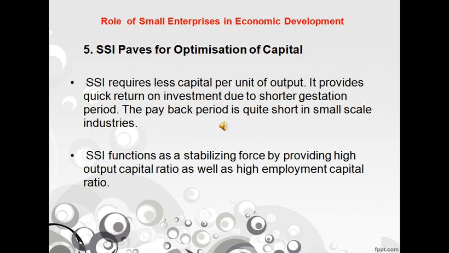SSI functions as a stabilizing force by providing a high output capital ratio as well as a high employment capital ratio. It encourages people living in rural areas and small towns to mobilize savings and channelize them into industrial activities. Hence, it paves a very good option for optimization of capital.